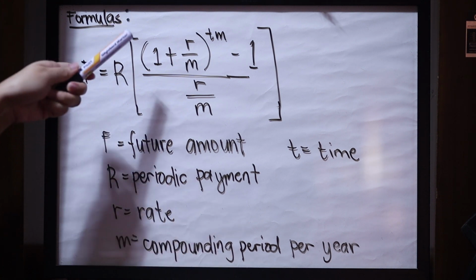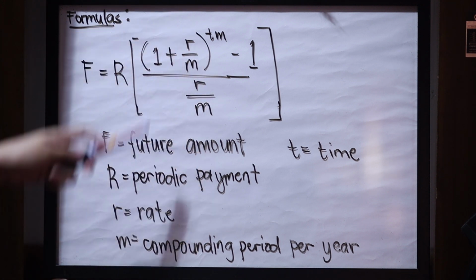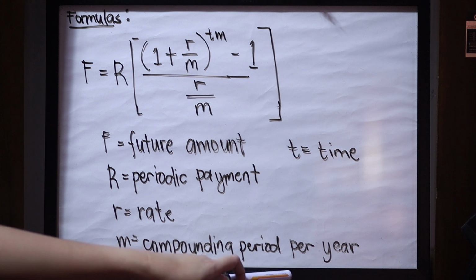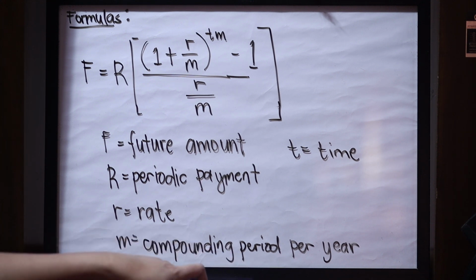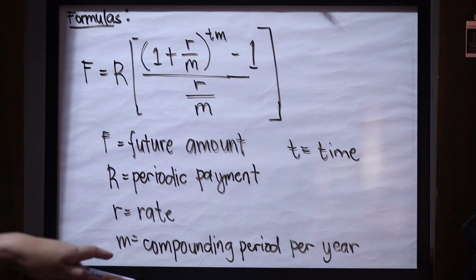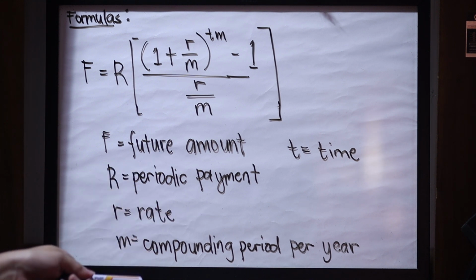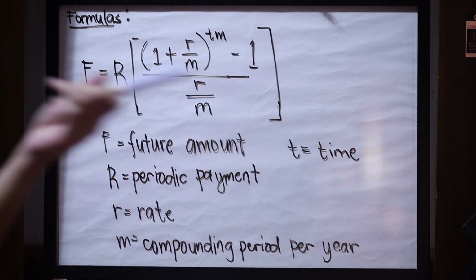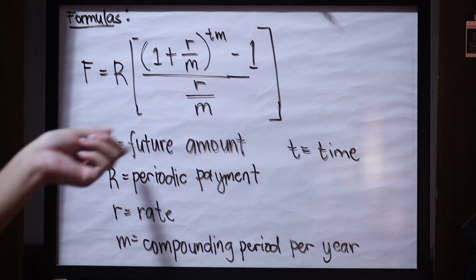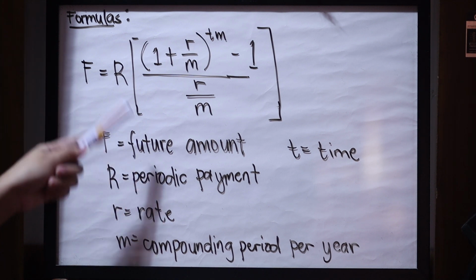So it's fine as long as R or any variable here represents the periodic payment. And then we have 1 plus R over M, wherein R is the rate and then M is the compounding period per year. Compounding period per year is already discussed in our previous lesson, which is yung sa tawag nito, compound interest. So, this is just the same with that one. And then, T stands for the time. So, this formula will be used if you're looking for the future amount.